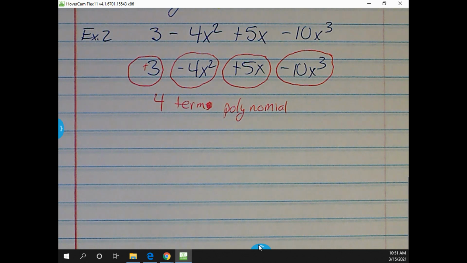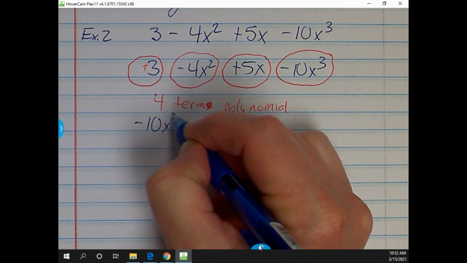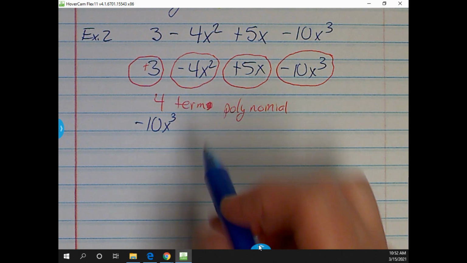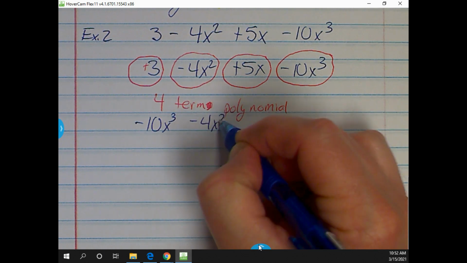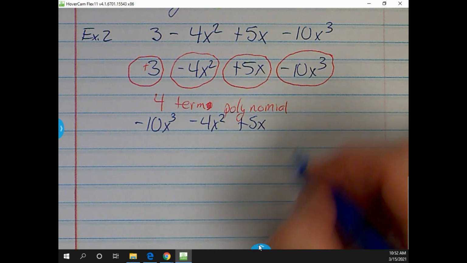Okay, and then once you've got all the terms separated, you know how many terms you have. Again, you go back to the highest power. Negative 10x to the third is your highest power of x. Next one we have is x squared. Then we have 5x, and then plus 3.